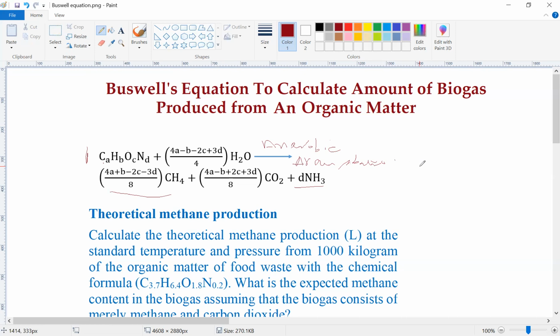If we have the number of moles of each gas, we can convert them to volume, right? If you have the molar volume, you can calculate how many liters or milliliters of methane, how many milliliters of carbon dioxide, and how many milliliters of ammonia can be produced under these conditions. If we have the number of moles of methane and carbon dioxide, we can also get the methane content.